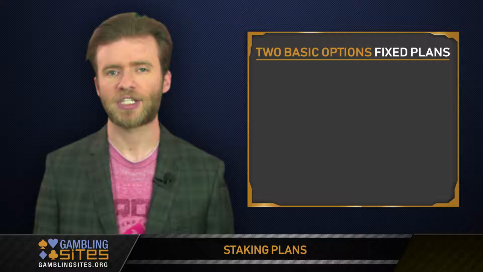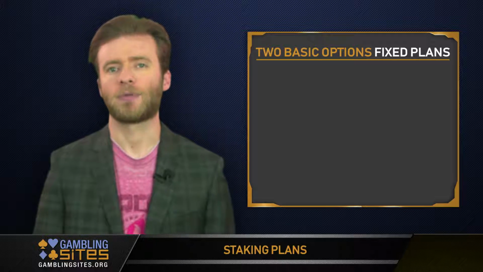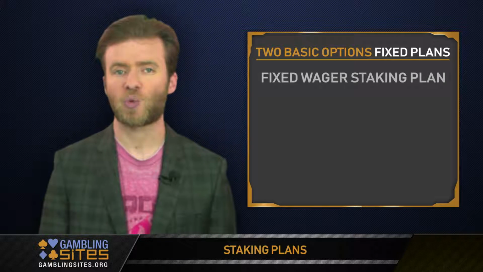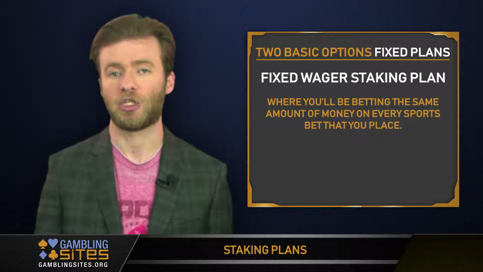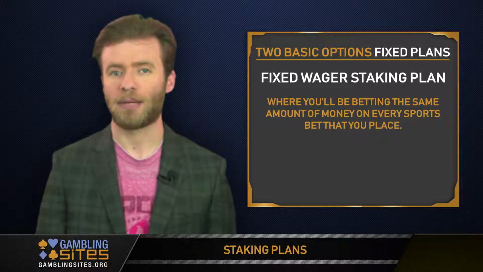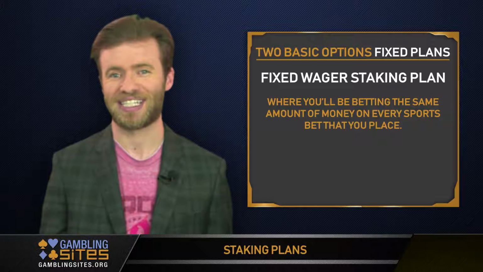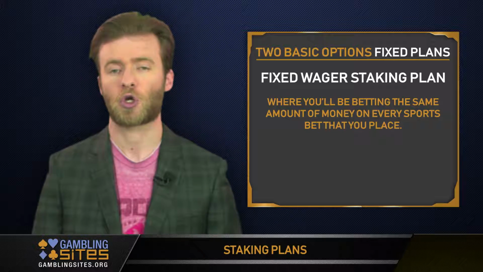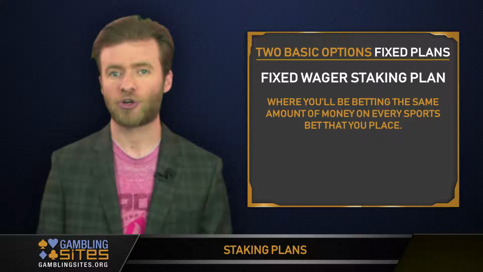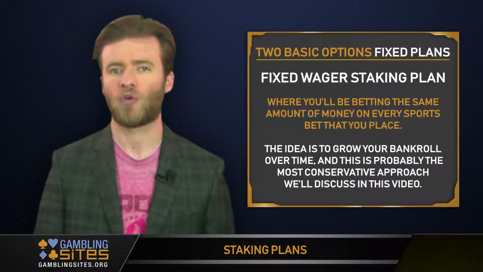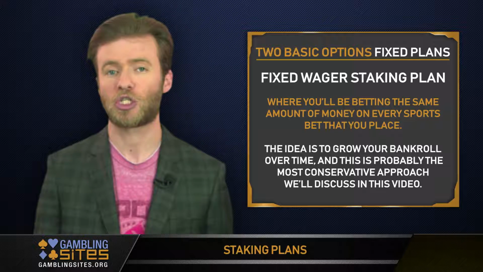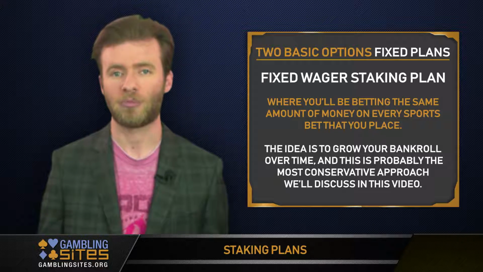When it comes to fixed plans, there are two basic options. The first is the fixed wager staking plan, where you'll be betting the same amount of money on every sports bet that you place. You'll figure out what that amount will be. We recommend an amount that's equal to or smaller than 5% of your total bankroll, and that's your wager on every sports bet that you place. The idea is to grow your bankroll over time, and this is probably the most conservative approach of all the ones we'll be discussing in this video.